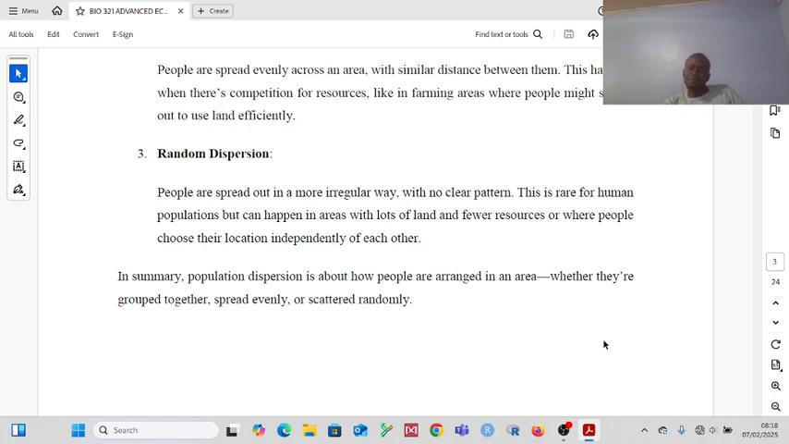So in summary, the dispersion or distribution of a population is how the organisms that make up that population are arranged in an area. This dispersion happens in three ways. They can be grouped together, the clumped distribution. They can be spread evenly across, the uniform distribution, or they can be scattered randomly across that area. That is what we are calling the random dispersion.